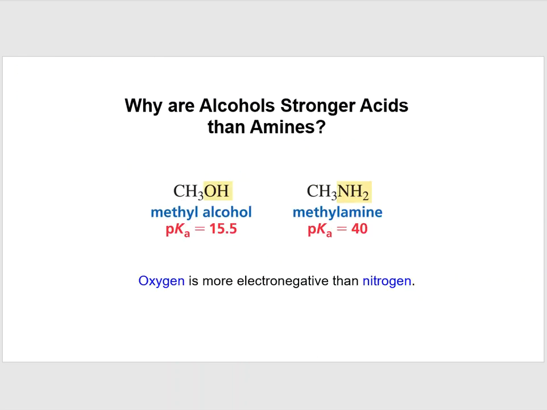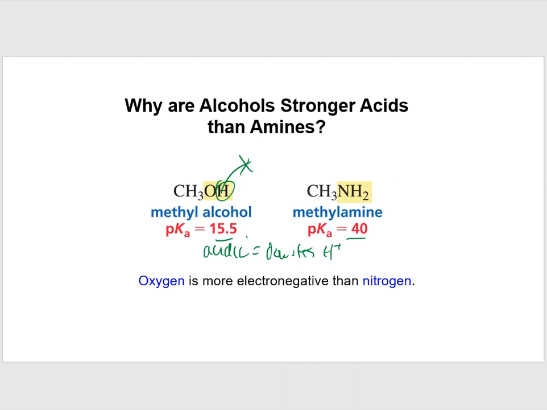Here's another one. Why are alcohols stronger acids than amines? Well, this kind of goes back to electronegativity again. We looked at pKa values, a pKa of 15.5 and a pKa of 40. So what we're saying here is that this alcohol group is more acidic. And acidic means that it donates a proton. So that means that this proton, poof, off it goes. Alcohols do this much easier than amines do.